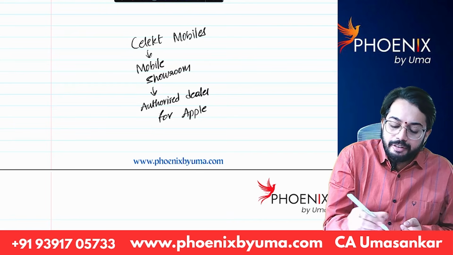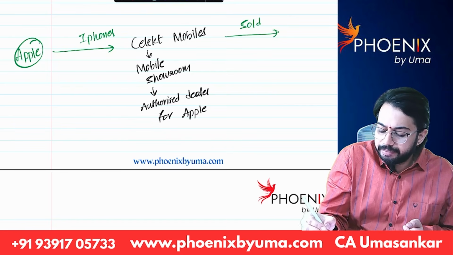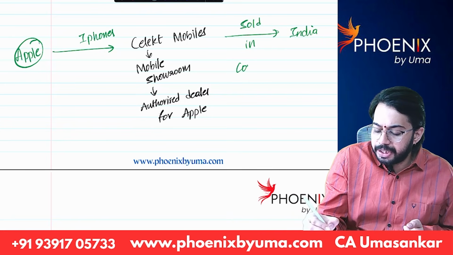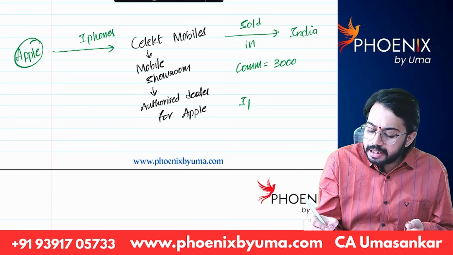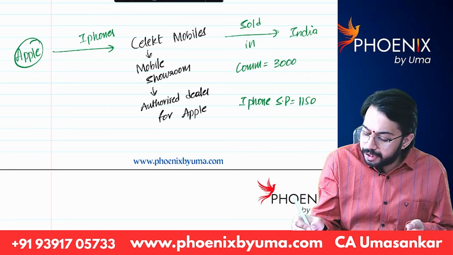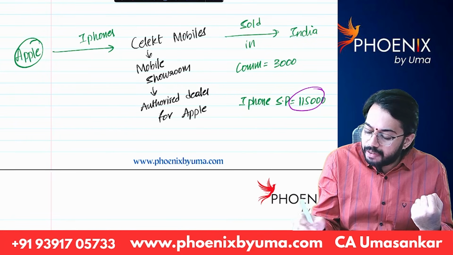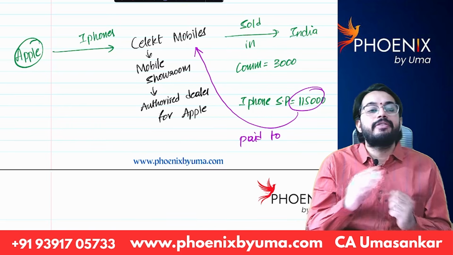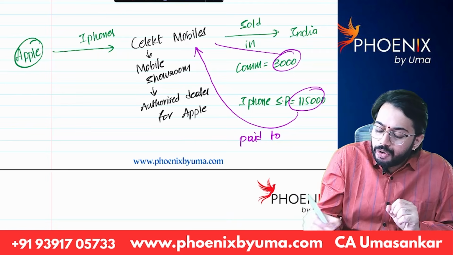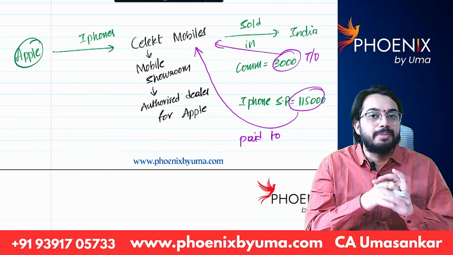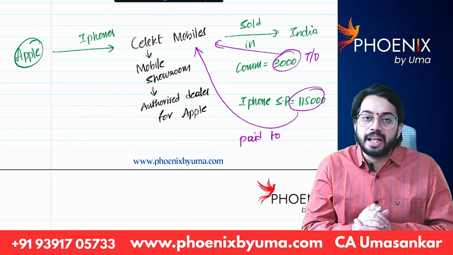So Select Mobiles, as an authorized dealer, takes iPhones from Apple and those iPhones are sold in India. For each iPhone sold, the commission is 3000. Now, I went to the Select Mobiles shop and purchased one iPhone. Let's say the iPhone sale price is 1,15,000 rupees. I paid 1,15,000 to Select Mobiles, so Select Mobiles received 1,15,000 from the customer. Even though 1,15,000 is paid to Select Mobiles, it is not treated as income of Select Mobiles. Only the commission of 3,000 rupees will be treated as turnover of Select Mobiles. Are you able to understand? So in case of a commission agent, only commission income will be taken as turnover.